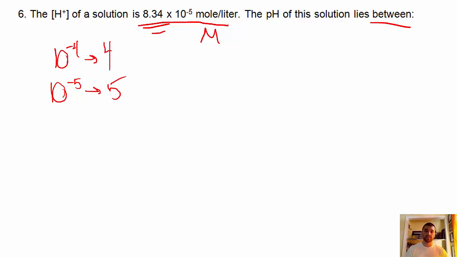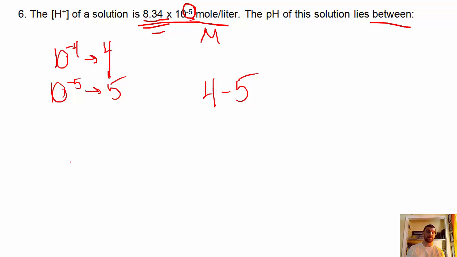So I'm looking at this. I know it's going to be around 5 because that's to the minus 5. Now this number is larger than 1, so I know it's more concentrated than a pH of 5, but it's not quite as concentrated as a pH of 4. So I'm in between. So it's going to be in between 4 and 5.